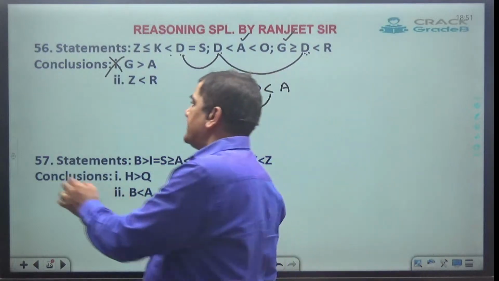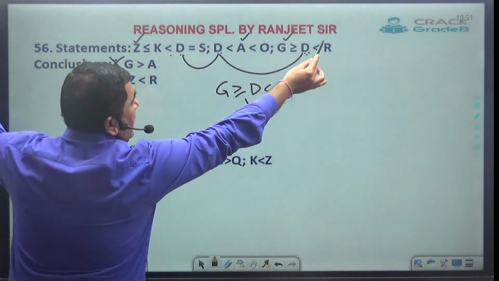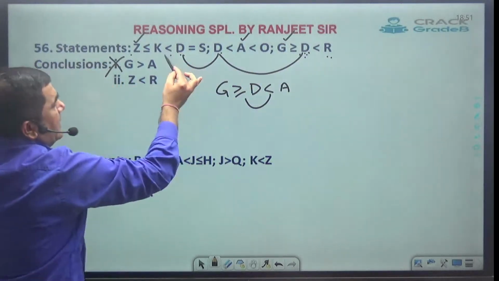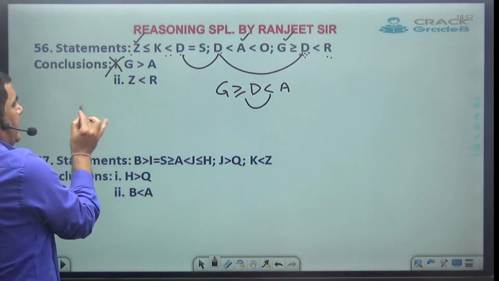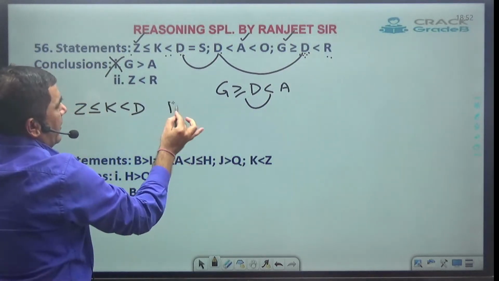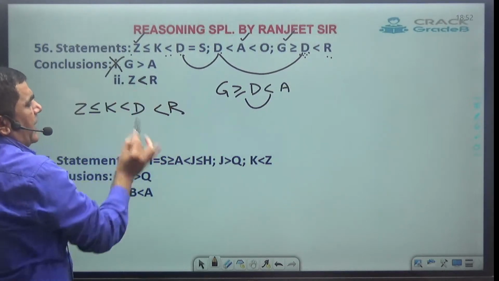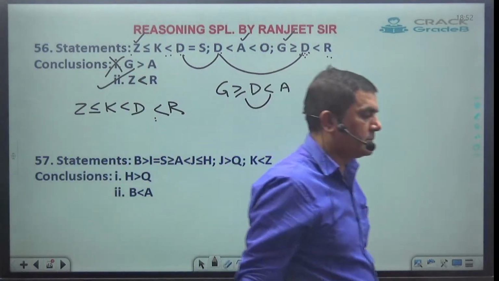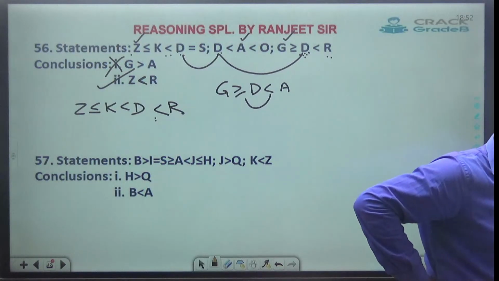Clear? Second one, Z and R. Z comes in the first one, R comes in the third one. So I will combine. First and third, what is common? Always see the common variable, that's all. So I can write Z, then K, then D, then D comes R. Face is towards R. Now let's check. All the faces are towards R. Equal to is not there, equal to won't be. Second is correct. Only second is the answer.